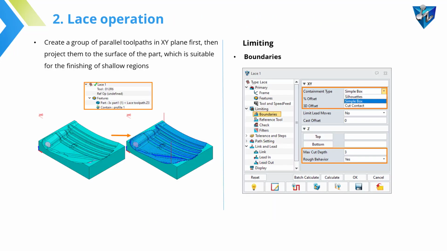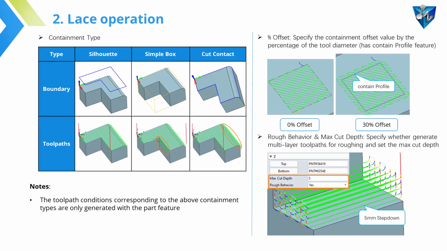Let's start with the lace operation. You create a group of parallel toolpaths in the XY plane first, then project them to the surface of the part, which is suitable for the finishing of shallow regions. The parameter we will introduce is containment type. It has three types: silhouette, simple box, and cut contact. It defines the different boundary types for the toolpaths.